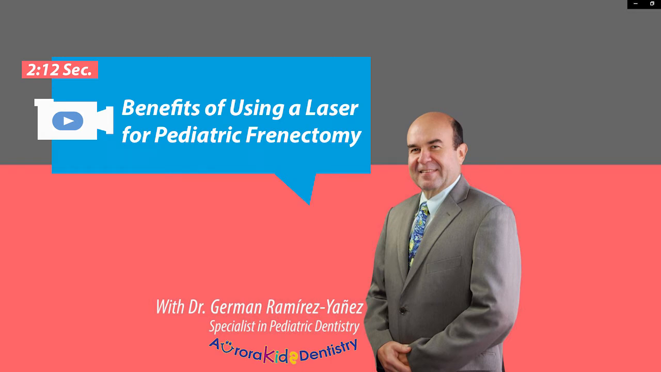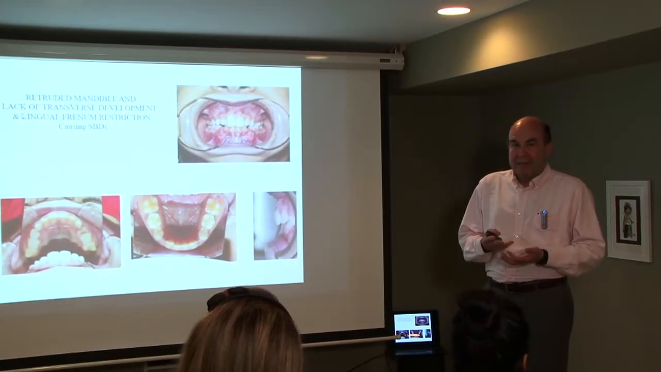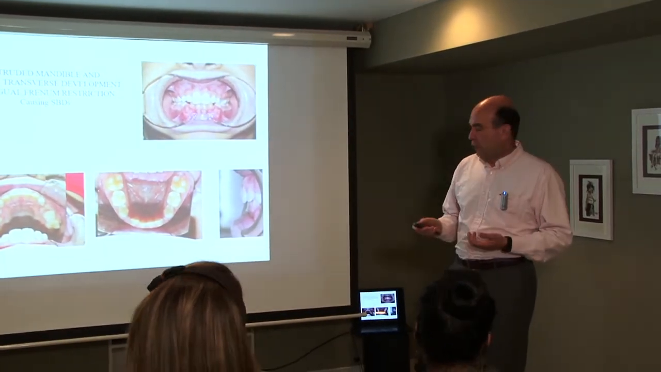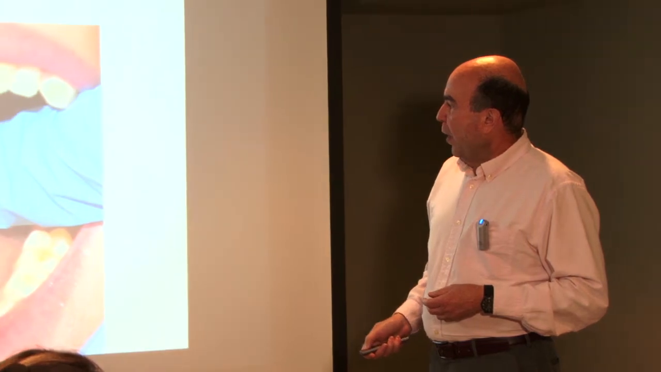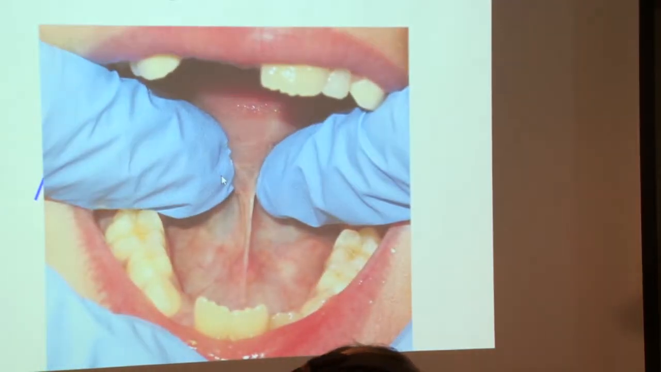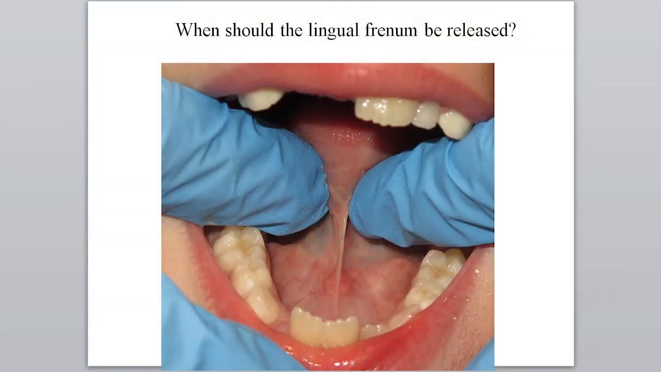There are cases where the tongue cannot go to the roof of the mouth because the tongue is tight. The lingual frenum is too tight. So when you see this restriction, when you put the fingers in the mouth and try to elevate the tongue, you are going to see that the tongue cannot go to the roof of the mouth.